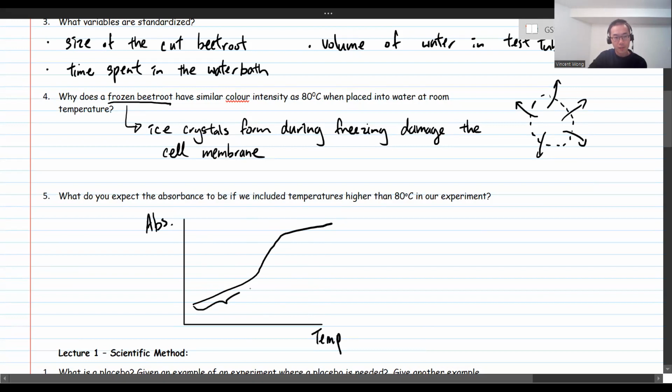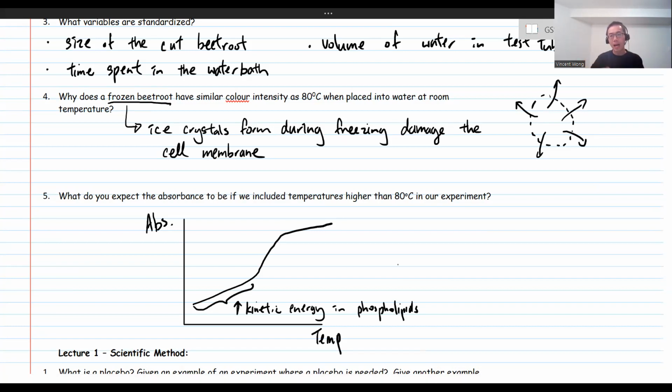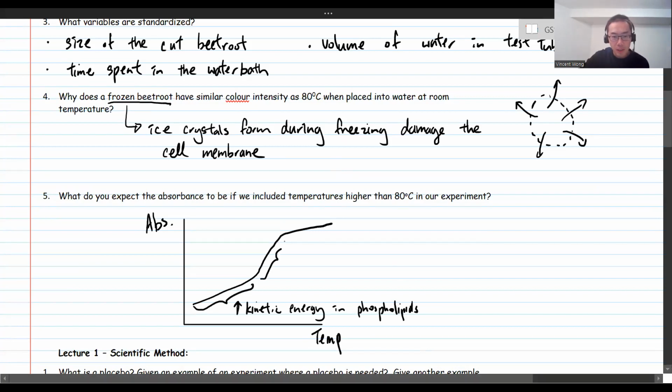During this phase, basically, you have the increased kinetic energy in the phospholipids. The phospholipids can gently move past each other, but when you heat them up, they move faster, and that creates more gap, and color starts to leak out. And then during this phase, protein starts to denature.